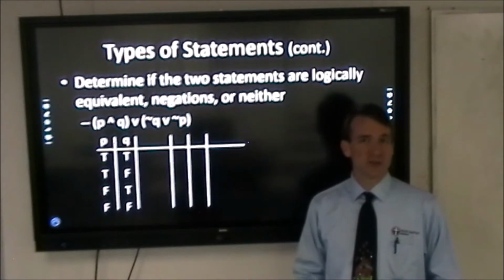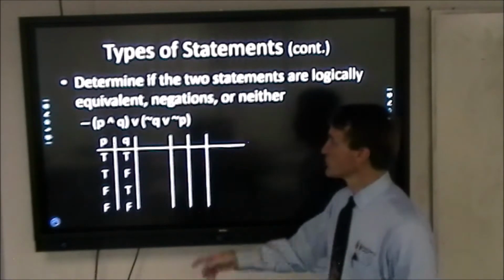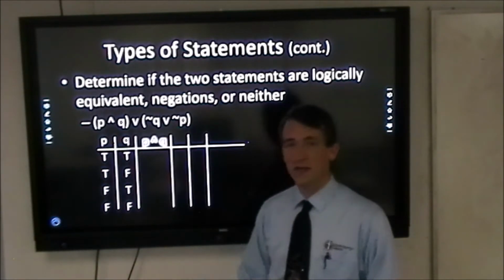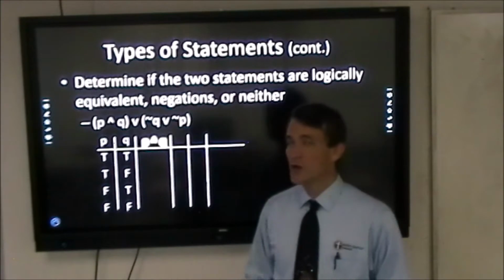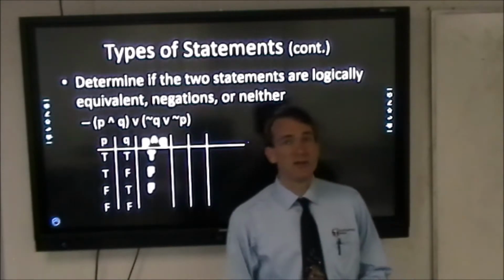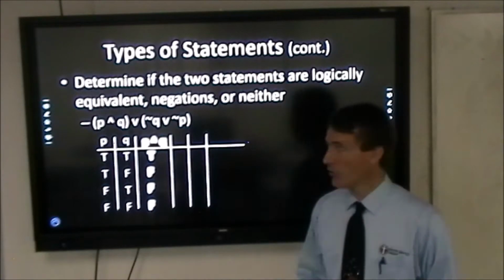All right, let's try this truth table. I'm going to first start out with P and Q. So in order for the P and Q column to be true, both statements have to be true. I see that only in the first row. The other three rows are all going to be false.